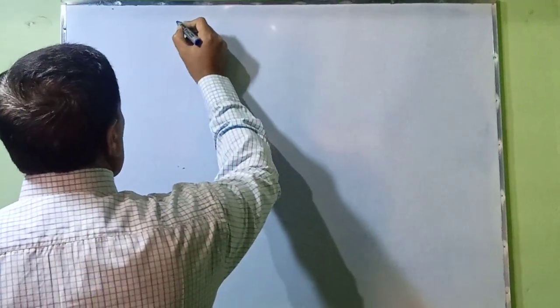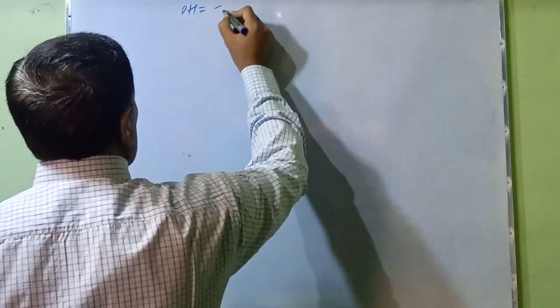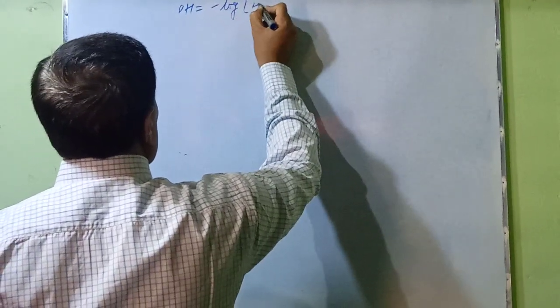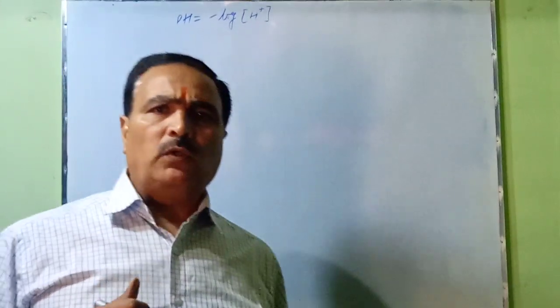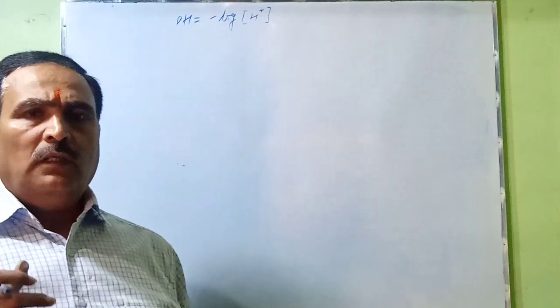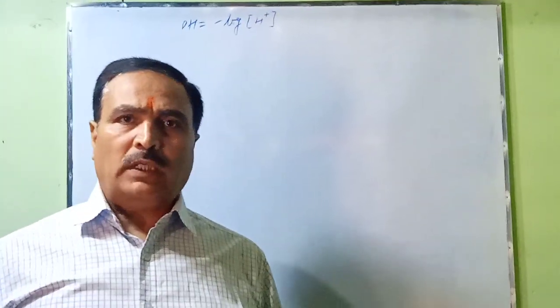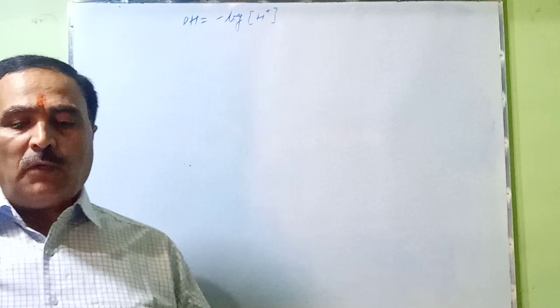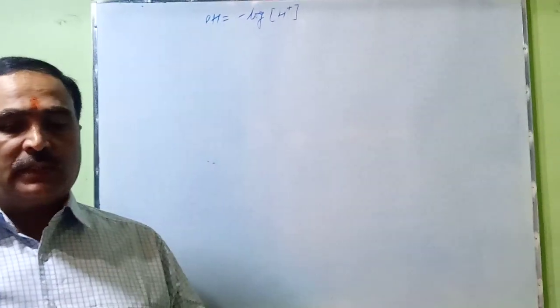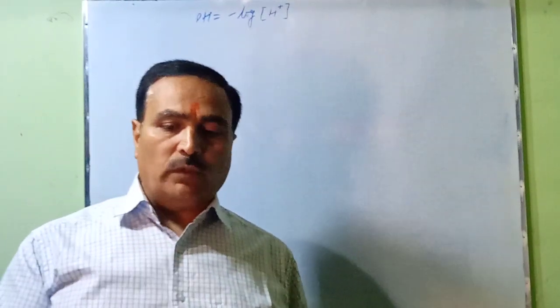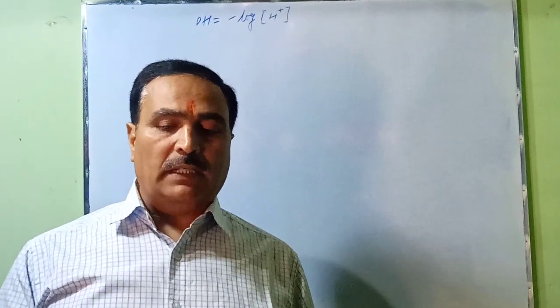Today we calculate some numericals on the basis of the pH scale. We know pH is equal to minus log hydrogen ion concentration. First of all, we need to know about logarithm. What is logarithm? The logarithm of any number to a given base is equal to the index to which the base should be raised to get the given number.